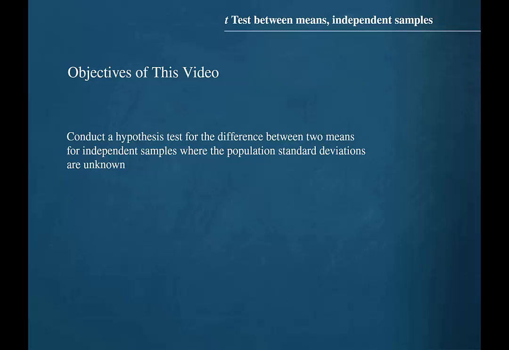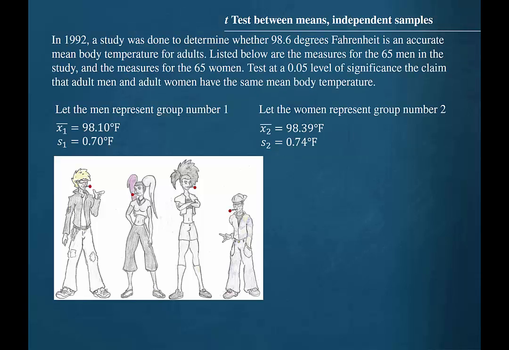The objectives for this video are to conduct a hypothesis test for the difference between two means for independent samples where the population standard deviations are unknown. In 1992, a study was done to determine whether 98.6 degrees Fahrenheit is an accurate mean body temperature for adults. Listed below are the measures for the 65 men in the study and the measures for the 65 women.